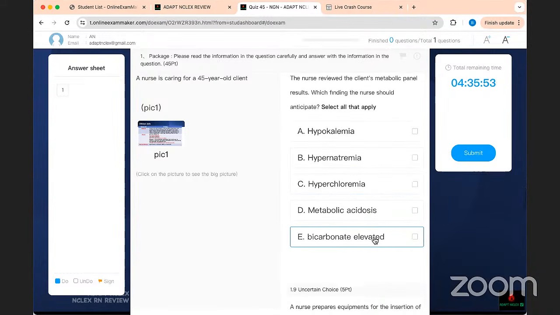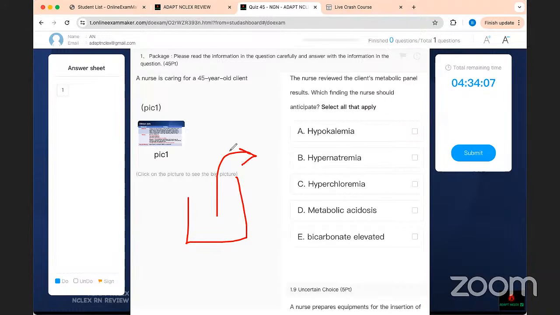Now, let's review the client's basic metabolic panel results. Which finding should the nurse anticipate? Select all that apply. So you know what the patient is suffering from. Now we're getting lab work, a basic metabolic panel. Which of these do you expect on your lab work? When you get the lab, which one do you think we should expect? Tell me what you think.